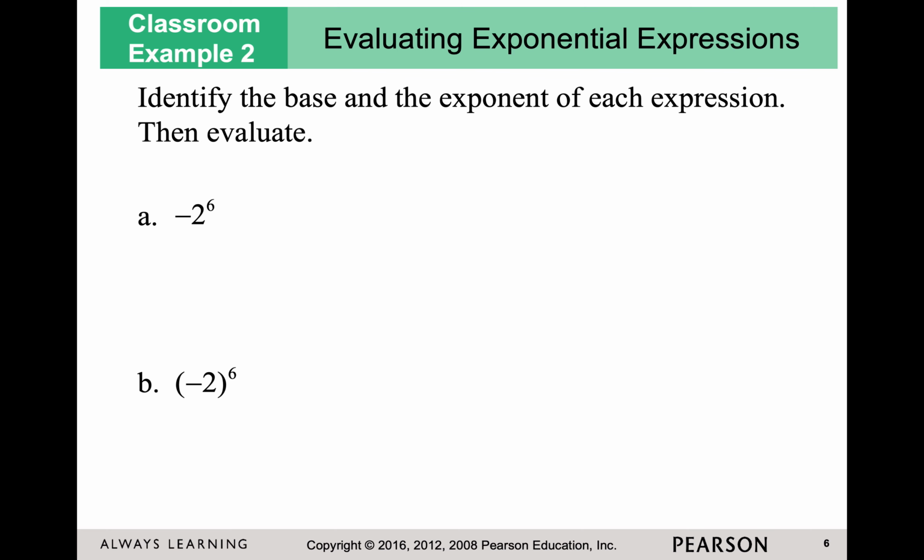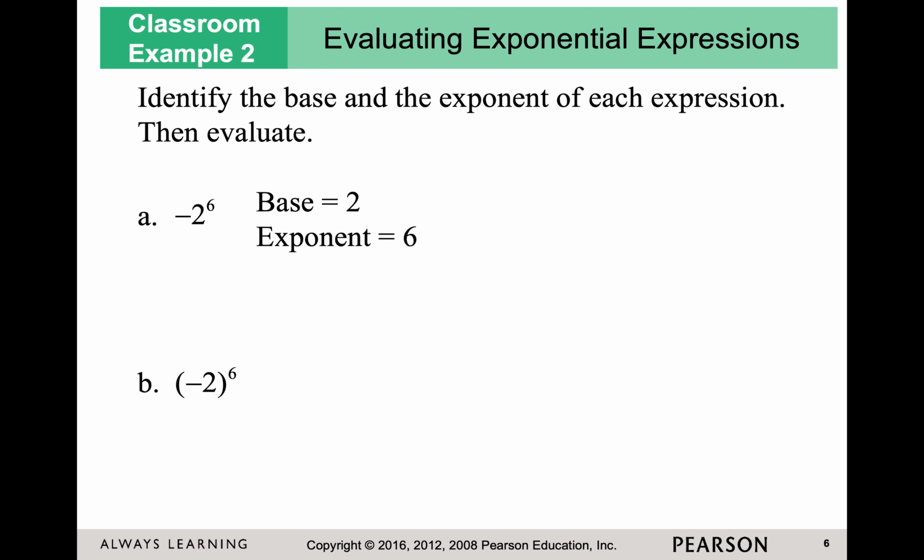So here are some additional practice problems where we want to identify the base and the exponent. If I look at A, my base would be 2. Why is the base not negative 2? If the base was a negative, it would be inside of the parentheses. This is a place where we have to really be careful. And my exponent would be 6.